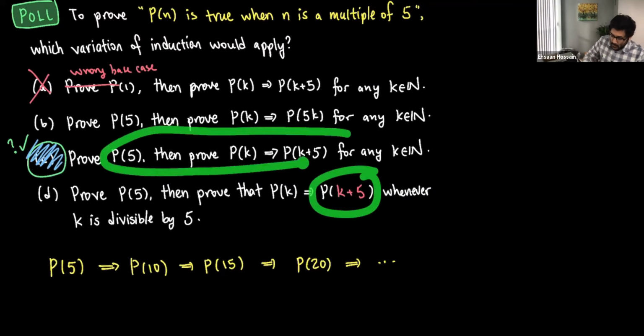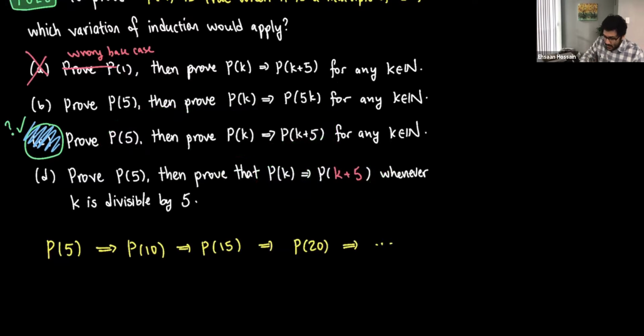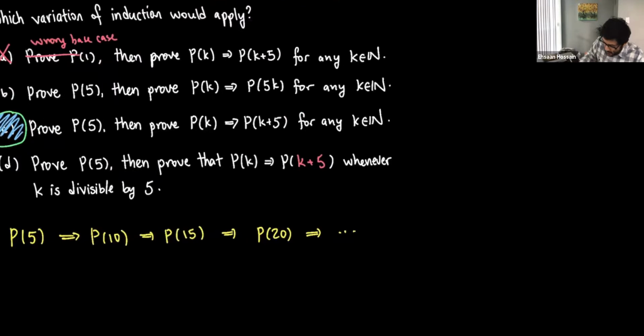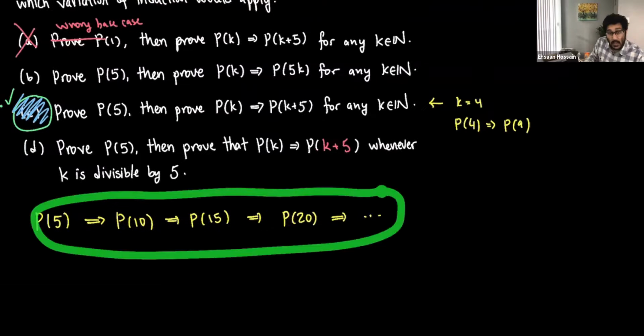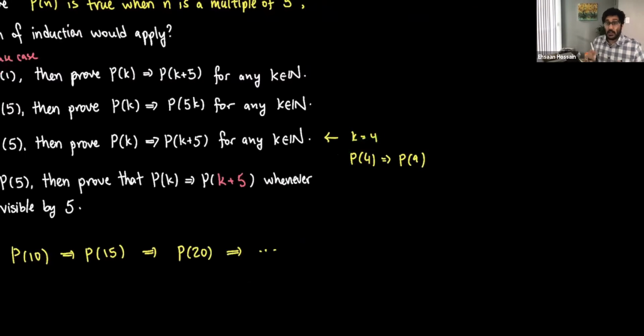These two look similar, but think of it like this. In this statement here, I would have to prove that P of 4 implies P of 4 plus 5, which is 9. If k equals 4, this is just the statement that P of 4 implies P of 9, which is totally irrelevant to this sequence of implications that I'm trying to prove. I don't need the P of 4 case. That's not a multiple of 5. I only need to prove P of k when k is a multiple of 5. And to get from a multiple of 5 to the next multiple of 5, I just add 5.